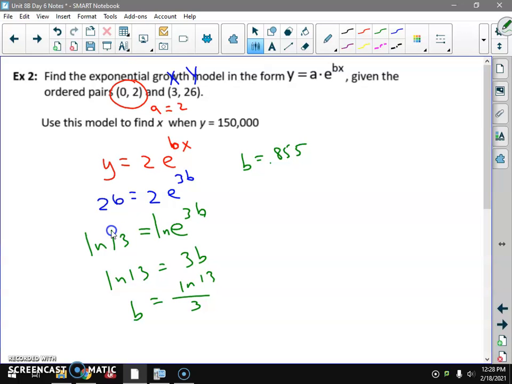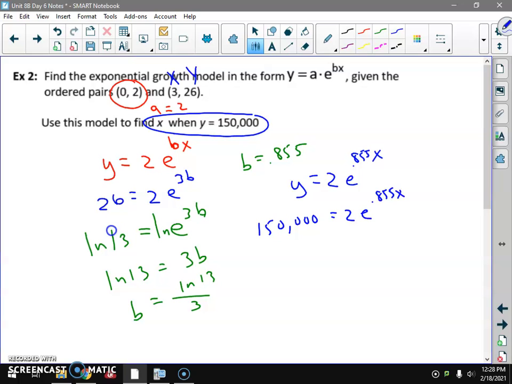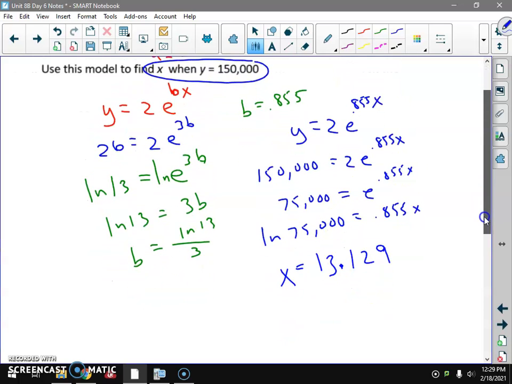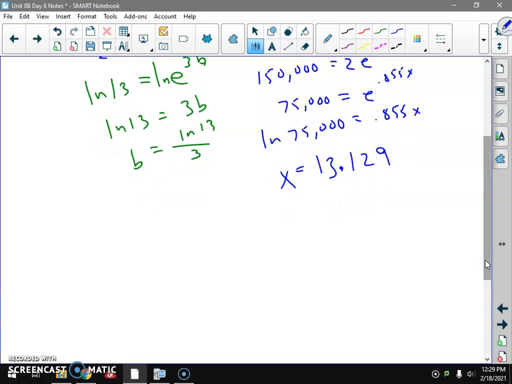So now I have my model. So the equation is now y equals 2e to the 0.855x. And if I want to find x when y is 150,000, I'm going to plug that in for y and solve for x. Divide off the 2, 75,000 equals e to the 0.855x. Take the natural log. I'm going to skip that step and just call it this. Divide ln of 75,000 by 0.855, and I get x equals 13.129. Again, that's more of math in a vacuum, but it's just practice solving equations with those variables up there. That is the use of logarithms.